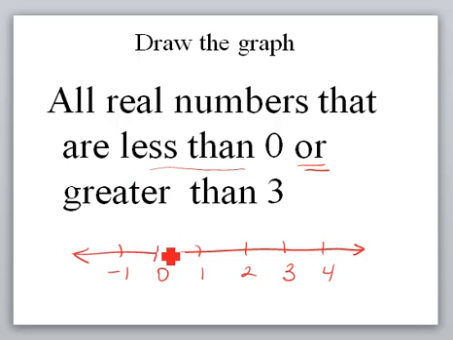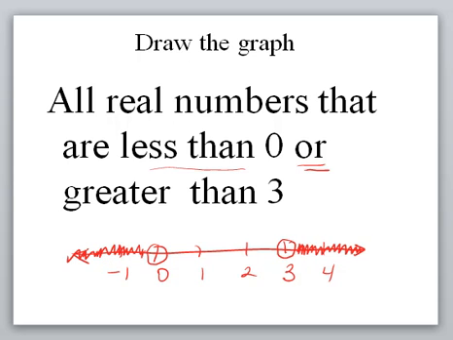This says it's less than 0. Less than means that 0 is not included, so we're going to use that open circle. Less than is shaded to the left. Or greater than 3. It doesn't say greater than or equal to 3, it just says greater than 3, so 3 is not included. Greater than shades to the right. This is typically what an or graph will look like. Most or graphs have the outer, maybe we can call them whiskers or something, shaded.